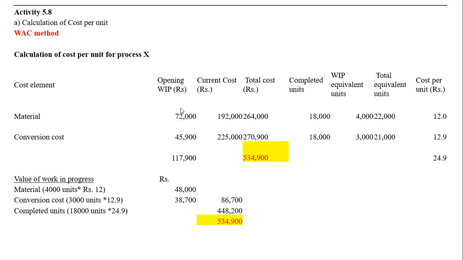Then that is how this is going to be made up. You can check. Opening material 72,000, conversion cost was this much, current cost was this much, for material and conversion. The summation of these two, that is total material cost, is 264,000, total conversion cost is 270,000. So when we take the full value of 534,900, it includes cost incurred during the period plus the opening stock.